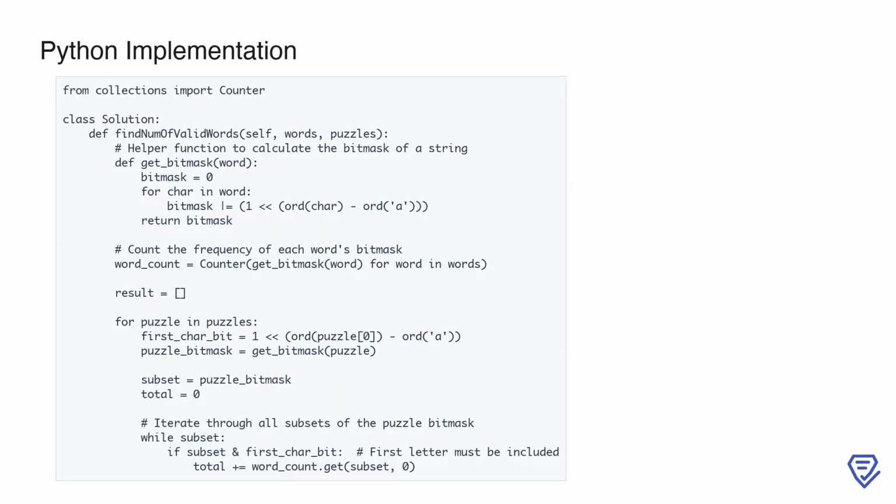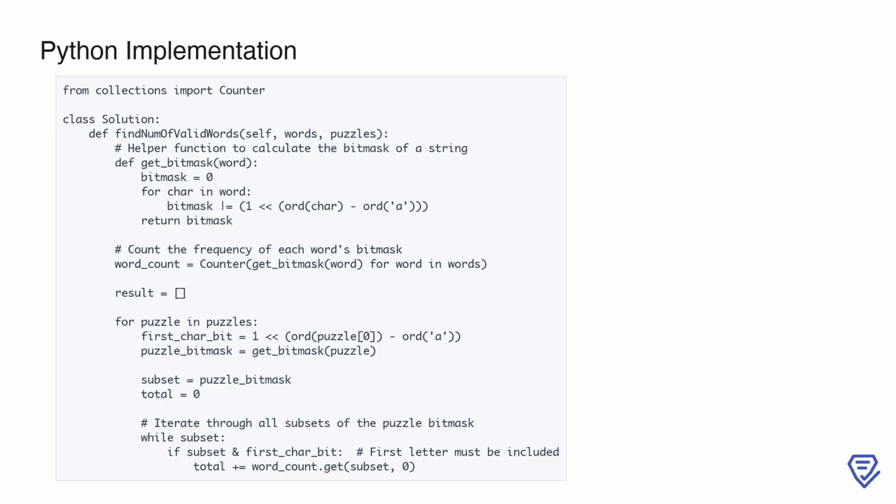Here, we start by importing the Counter class from the collections module, which will help us efficiently count the occurrences of word patterns. Inside our solution class, we define the main function, findNumberOfValidWords, which takes in two lists, words and puzzles. To process the data, we first define a helper function called get_bitmask. This function calculates the bitmask representation of a word, where each bit corresponds to a letter of the alphabet.